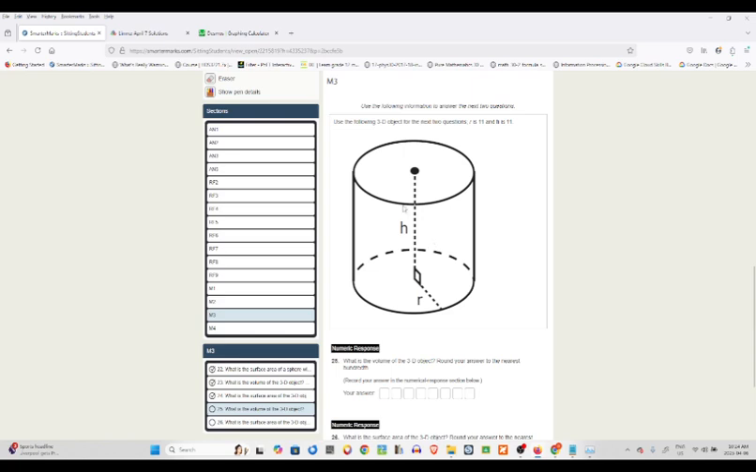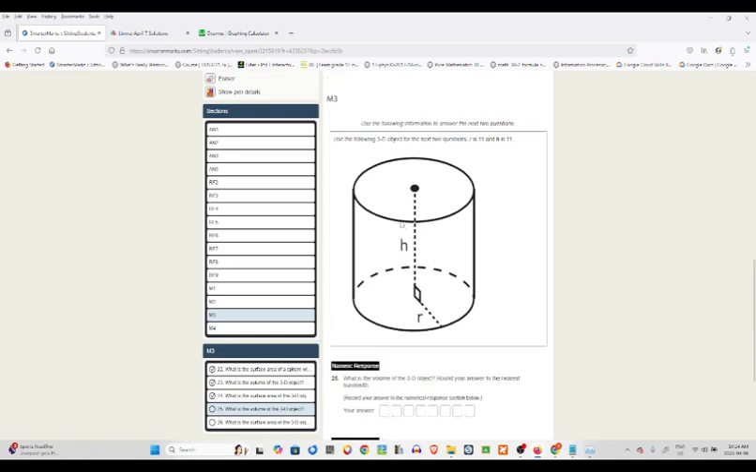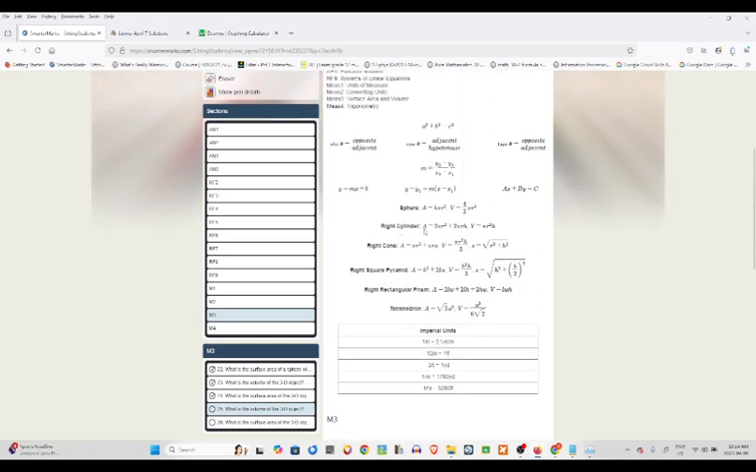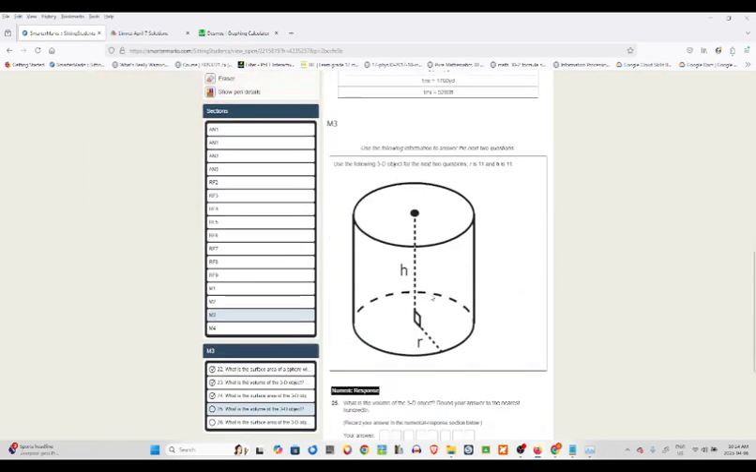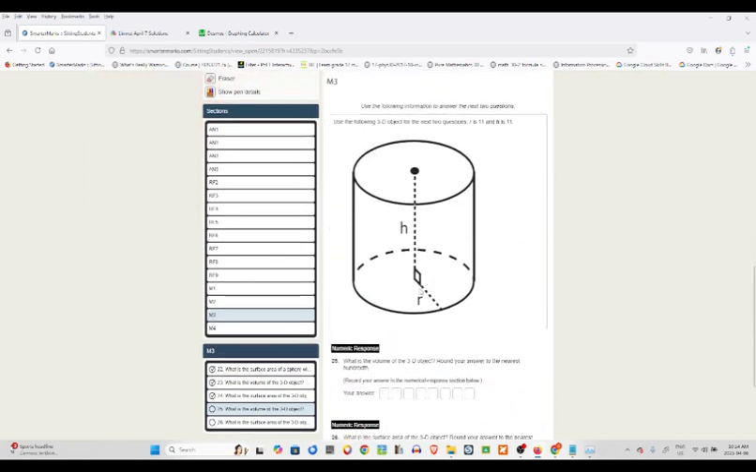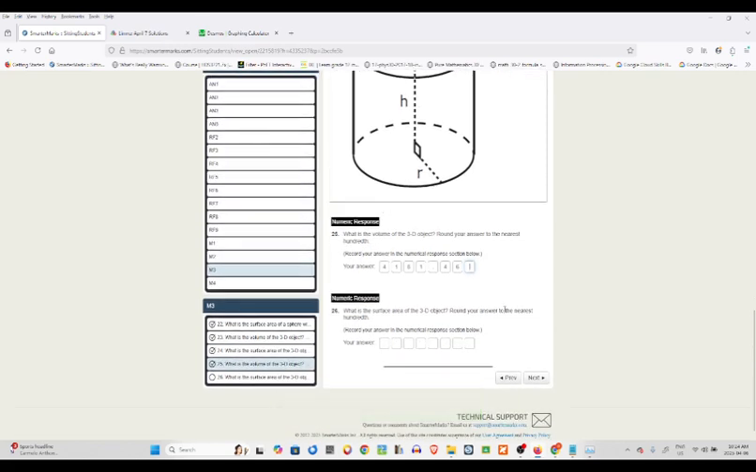Now here, the volume of this 3D object, this is a cylinder. So the volume is just pi r squared h. So pi, r is 11, and so is h this time. So it's just pi times 11 cubed. Pi times 1,331 to the nearest hundredth is 4,181.46. We round it to 46.